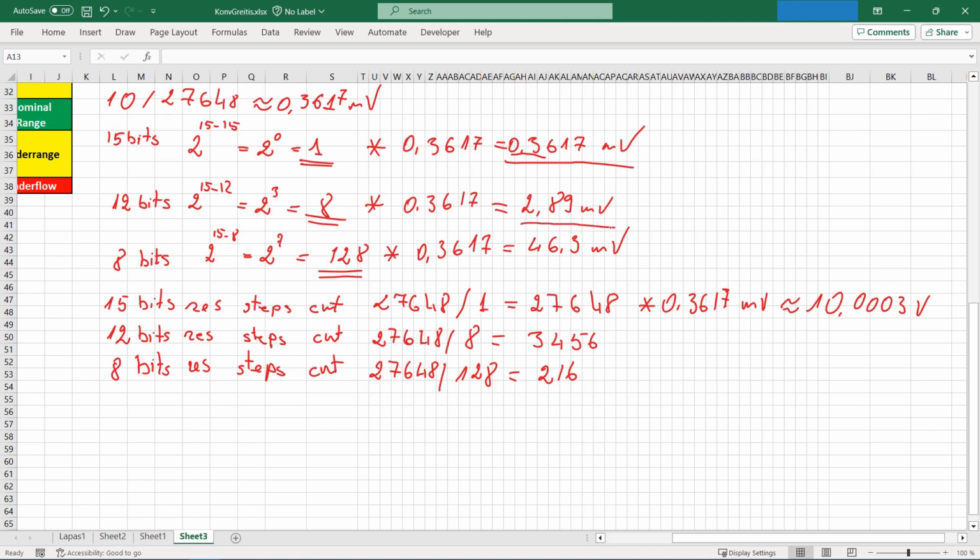One step of 12 bits resolution is 2.89 millivolts. Multiply it by steps count and we should get 10 volts. 10 volts. No errors here as well. One step of 8 bits resolution is 46.3 millivolts. Multiply it by steps count and we should get 10 volts. And again, 10 volts.